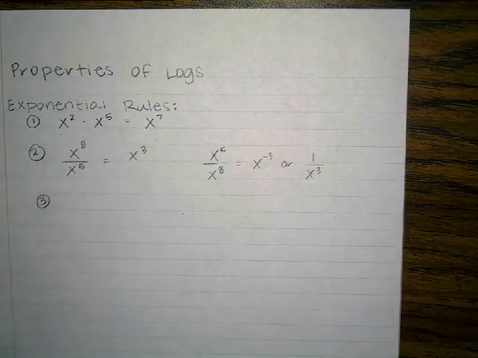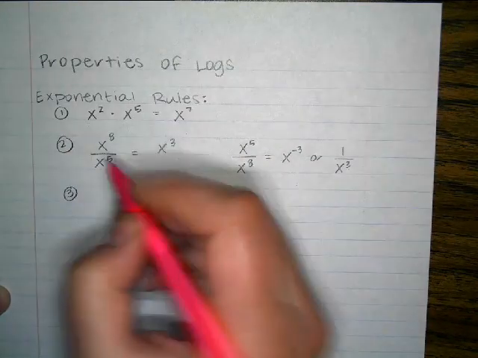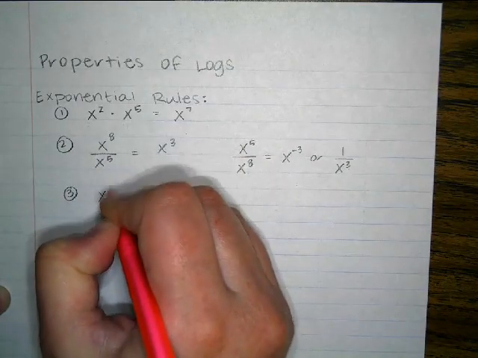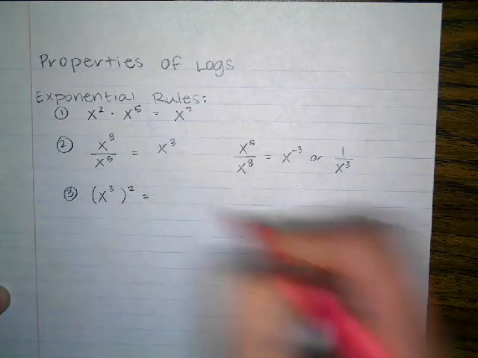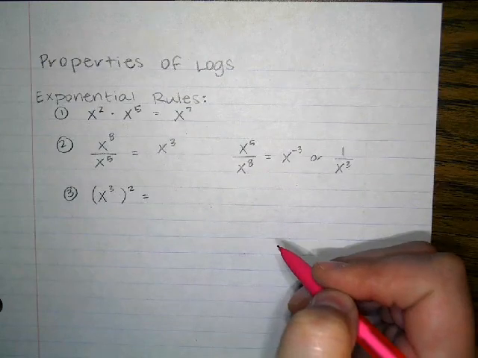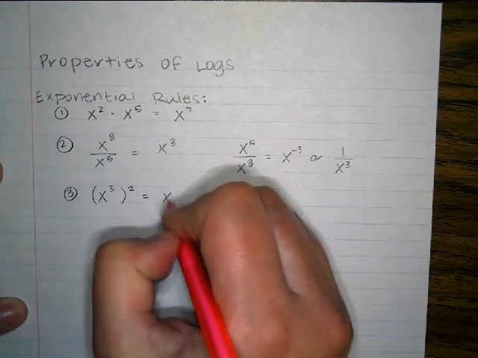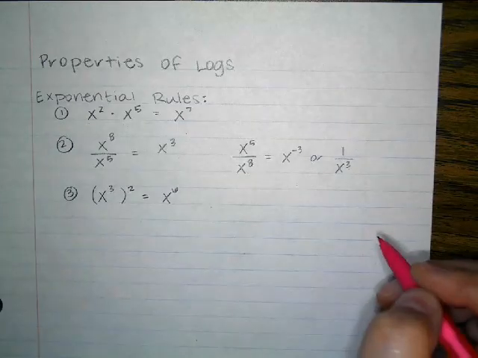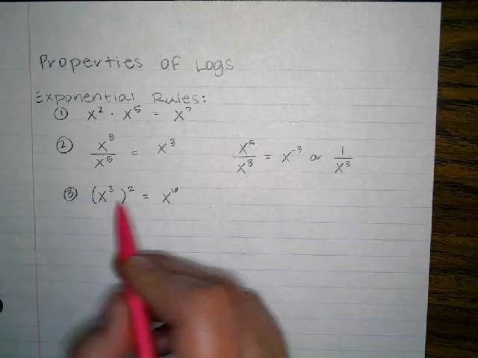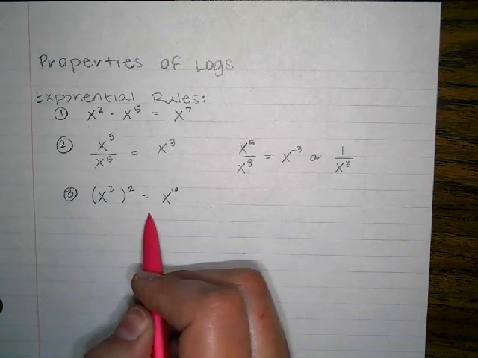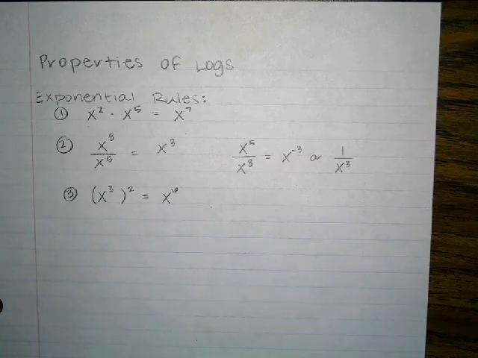Yeah, good question. Another rule that we learned about is if we have x to the third raised to the second power, what would that give us? Yep, x to the sixth. And we get that because we multiplied the exponents, right? This would be x to the third times x to the third, and then 3 plus 3 is 6. X to the third squared, we multiply the exponents together.